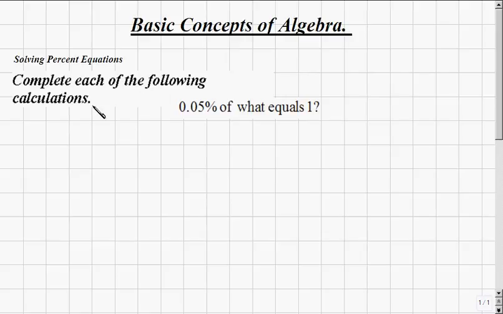Let's complete the following calculation. 0.05% of what would equal 1? For us to find this answer, let's interpret our sentence here into a mathematical equation and solve that equation.